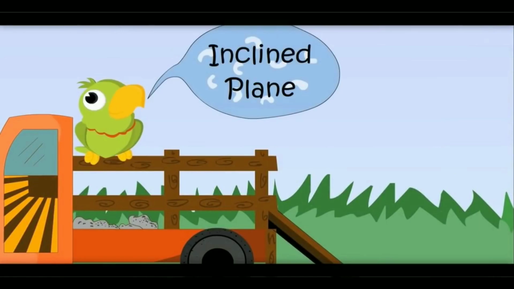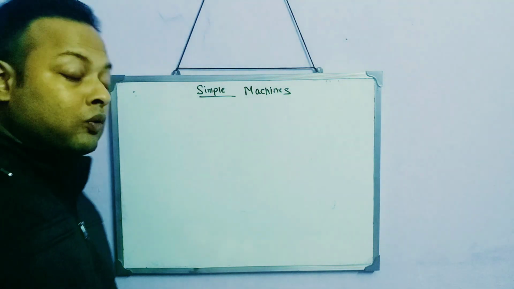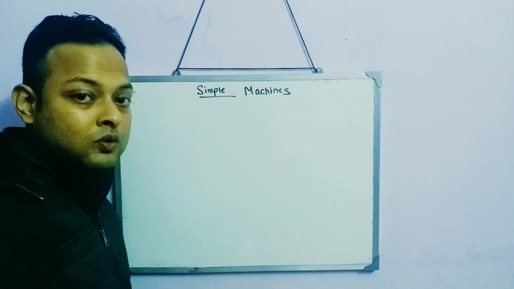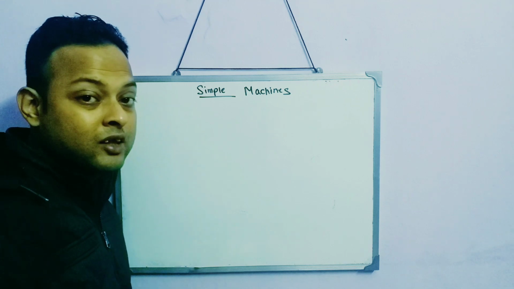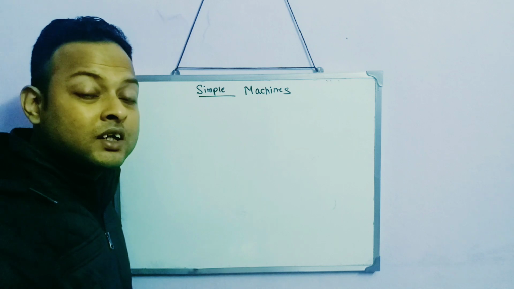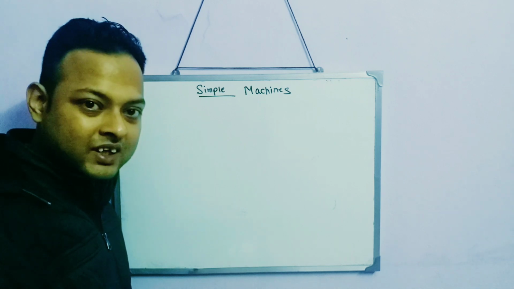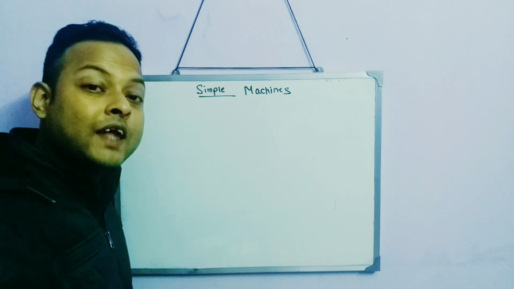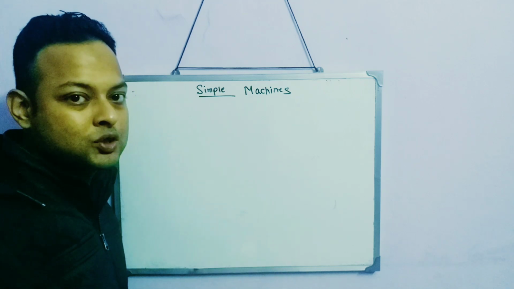Inclined plane. Now let's take the third example to understand how a machine is helpful for us. Machines help us to do dangerous work; machines help us in avoiding doing dangerous work.